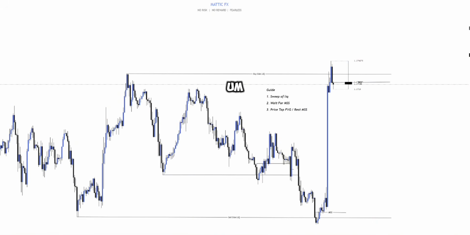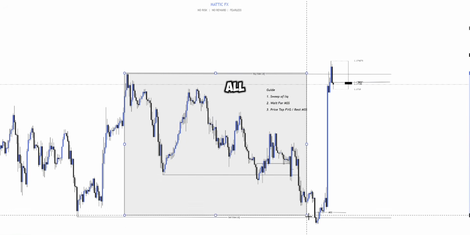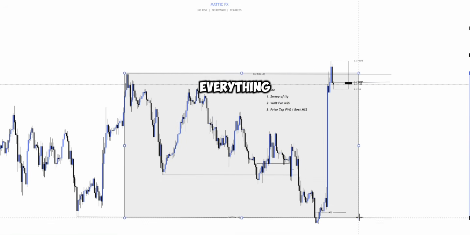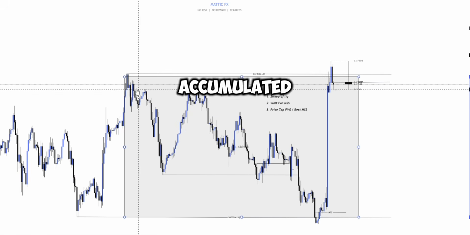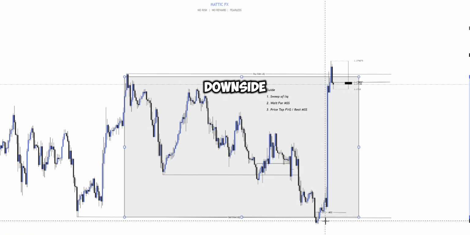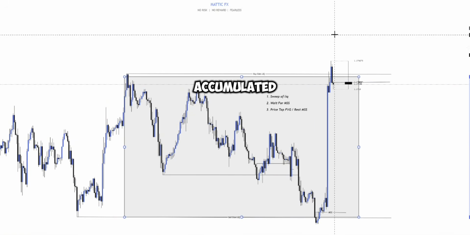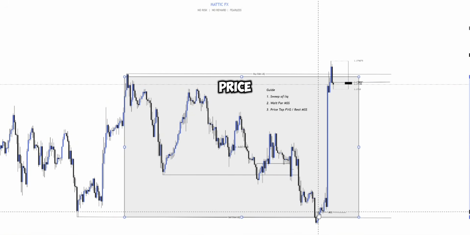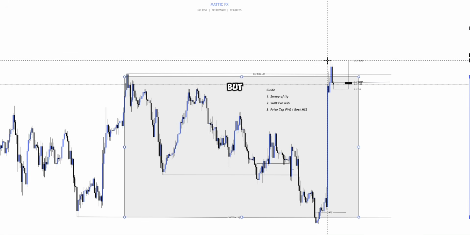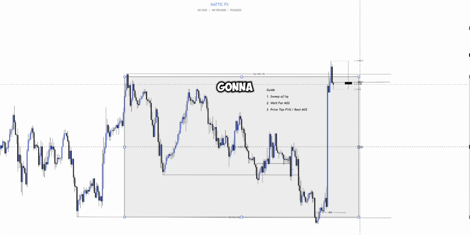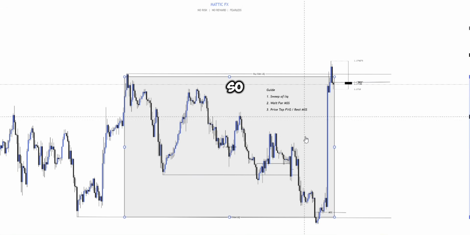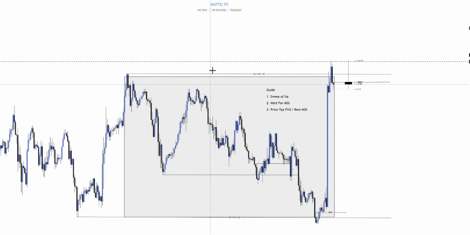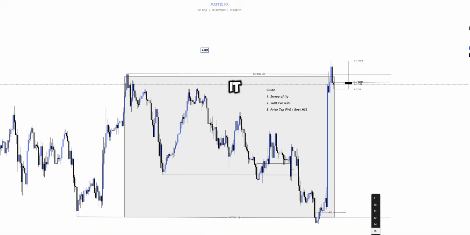and then after that it's gonna distribute. All of this right here, I also said in my previous video, all of this right here is accumulation. Everything in this box is accumulating. Price accumulated to the downside, price distributed to the upside, but for this scenario we're gonna say price accumulated to the upside. So after we get, okay, let's just make it bigger.